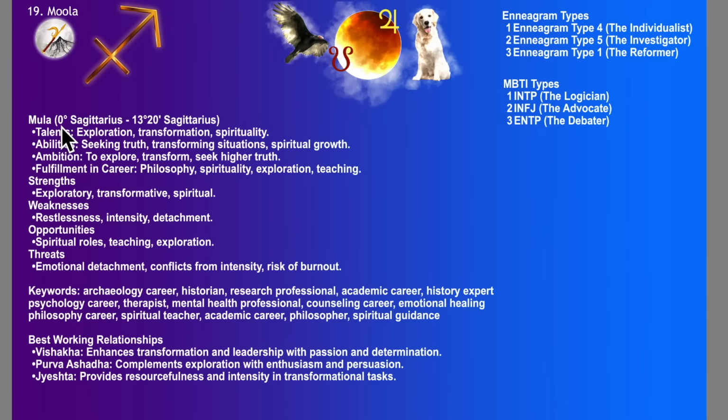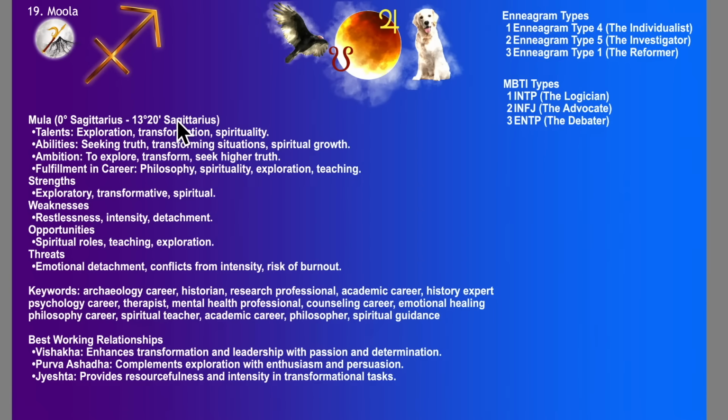0 degrees Sagittarius to 13 degrees 20 minutes of Sagittarius. The talents being exploration, transformation, and spirituality. This is the beginning of the spiritual quest. And because it comes from Jyeshtha, which was all about power, moving into Moola, if the planets are situated in the last degrees of Scorpio moving into Sagittarius, it becomes transformational. It becomes like the king who renounces everything and moves away.